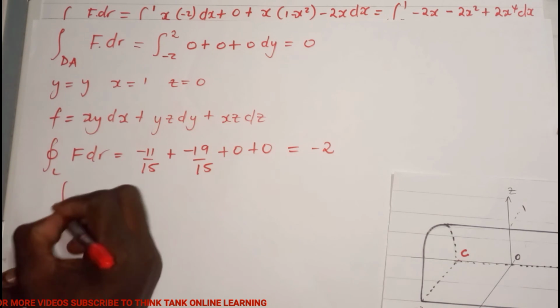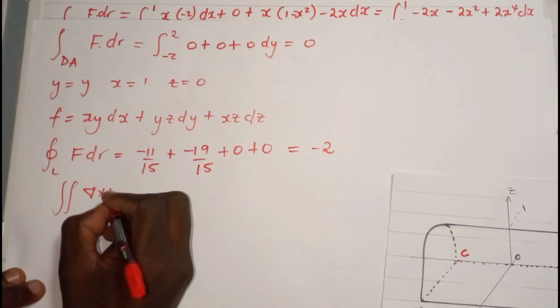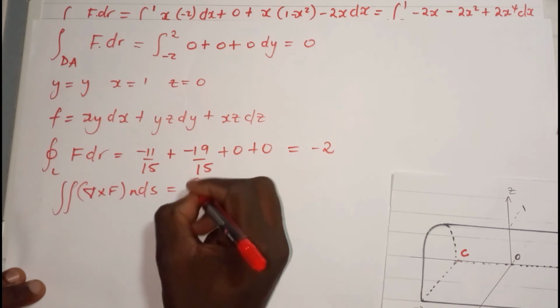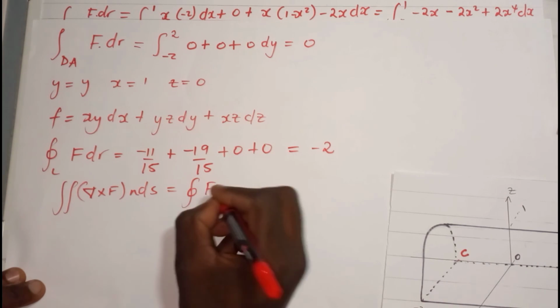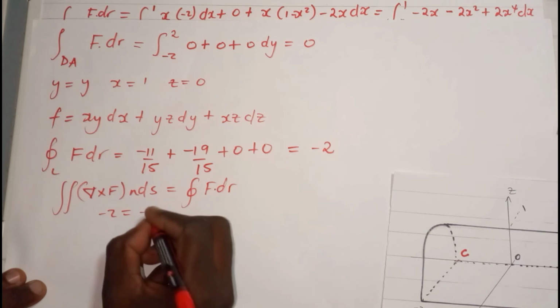This is the Stokes' theorem, and yes, the surface integral is equal to the line integral over the closed curve, since negative 2 is equal to negative 2.